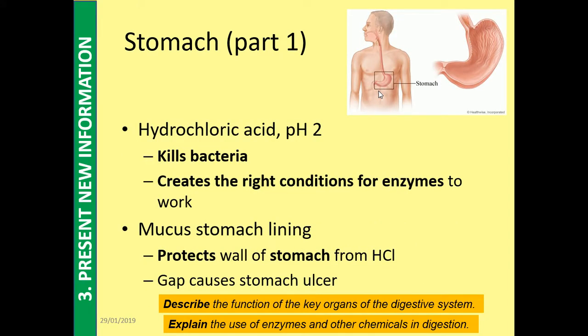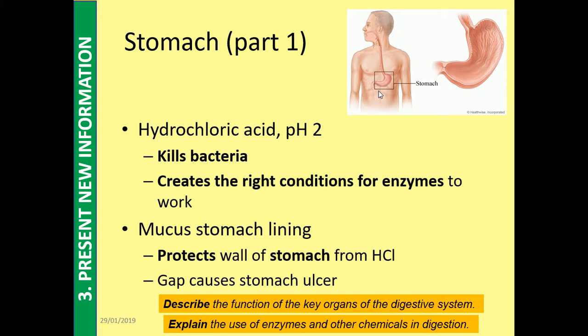Next, we're going to the stomach. We've got part 1 here because there's a lot happening in the stomach. In the stomach, we have hydrochloric acid. Try not to be tempted to call it stomach acid. Try to call it hydrochloric acid. It's around pH 2. This has two jobs, two functions.